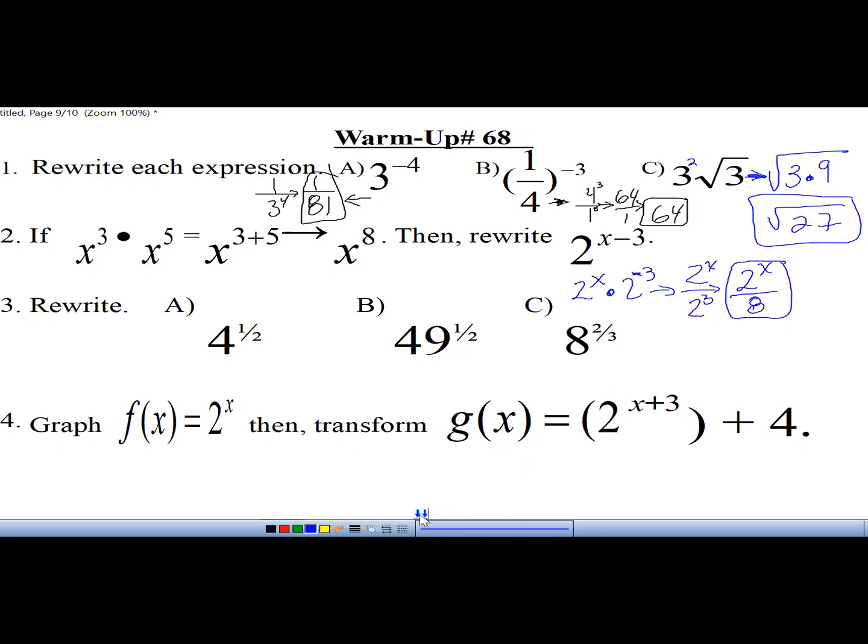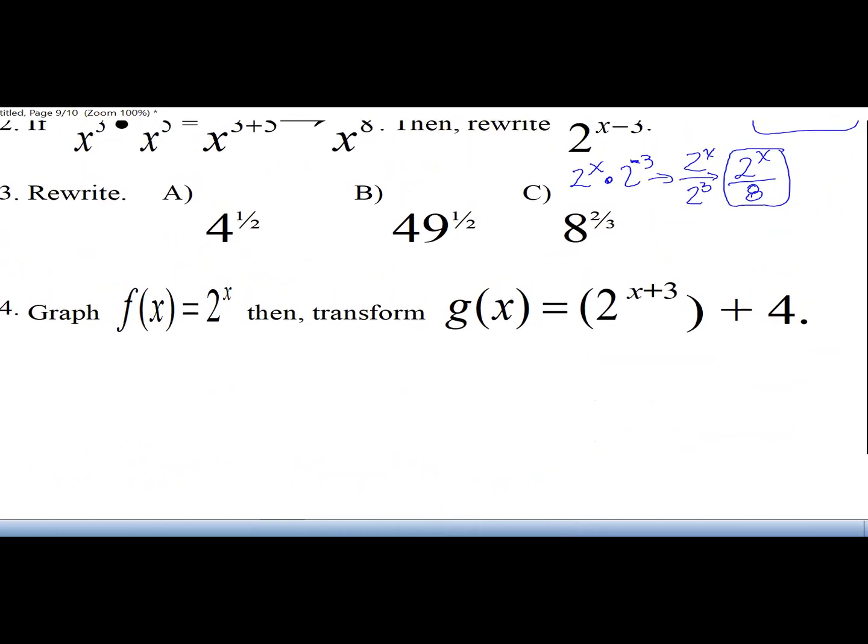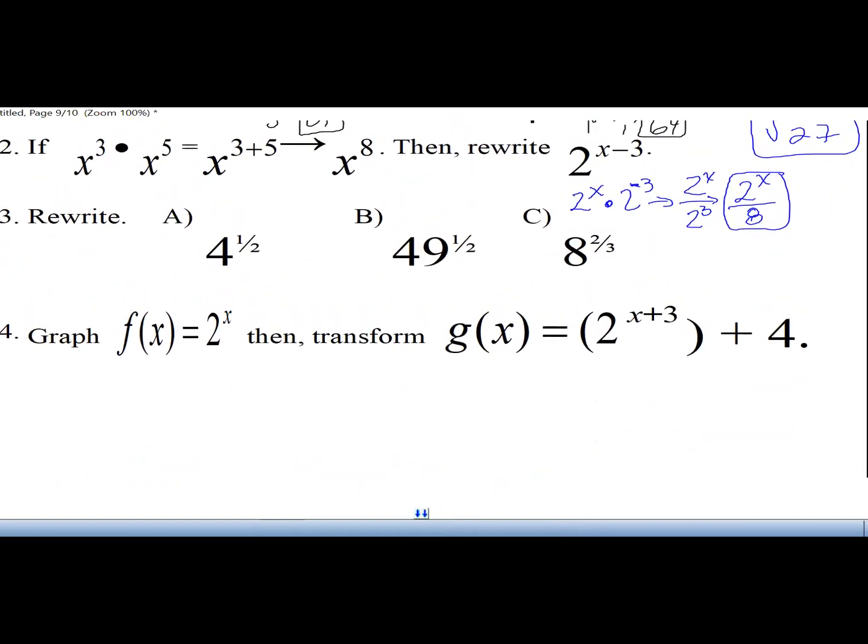All right. Number 3. Number 3 is an oldie but goodie. This is from Algebra 1. Let's see if you remember. If you notice, on all these 3, they're all exponents that have fractions. All of them have a numerator of 1, except for the last one. So I'm going to first focus on the first 2 that have a numerator of 1.